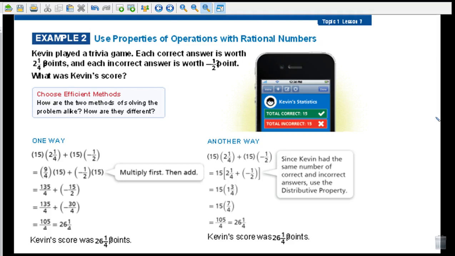Example 2. Use properties of operations with rational numbers. Kevin played a trivia game. Each correct answer is worth 2 1/4 points, and each incorrect answer is worth negative 1/2 point. What was Kevin's score?